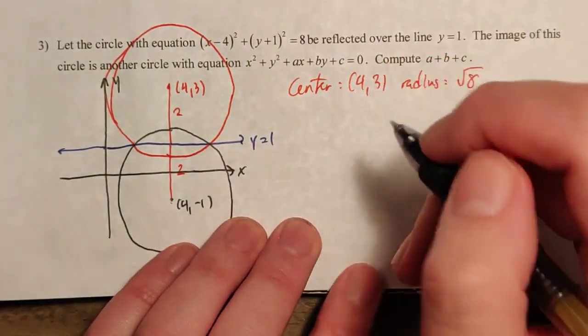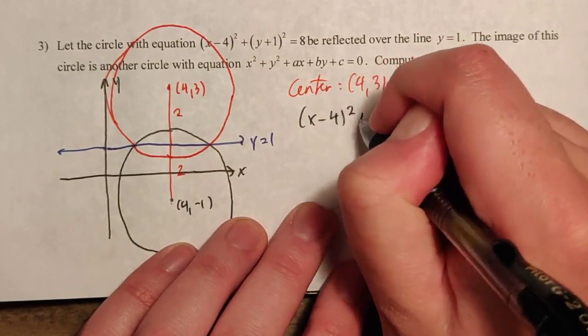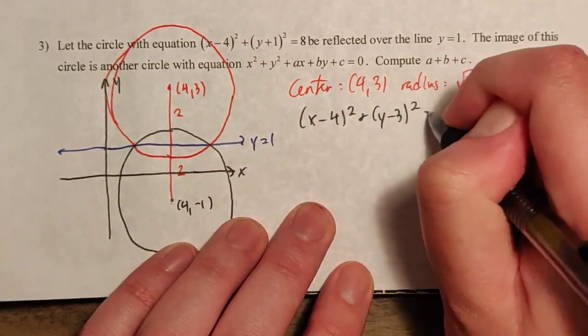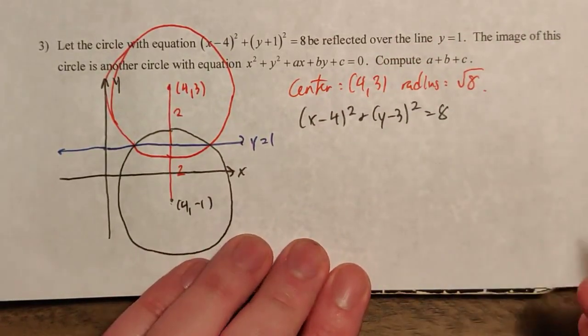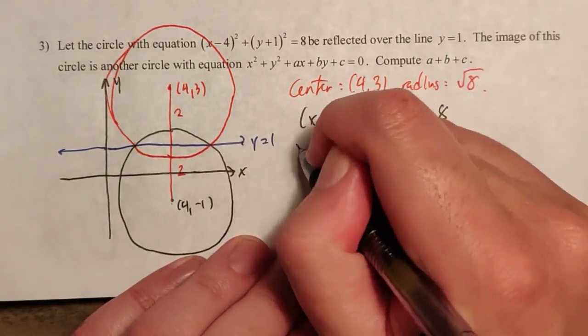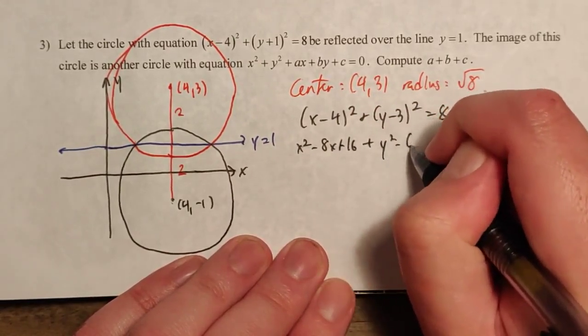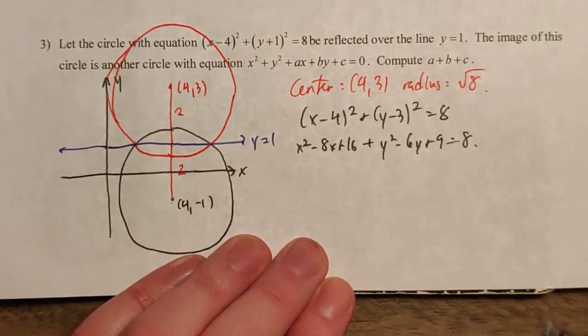So according to the equation of the circle, we have (x minus 4) squared plus (y minus 3) squared equals 8, right? Because the radius squared is 8. Now note that it's going to be with this equation here, so we're going to have to unpack everything. We get x squared minus 8x plus 16. This is going to be y squared minus 6y plus 9. And that's going to be equal to 8 here.